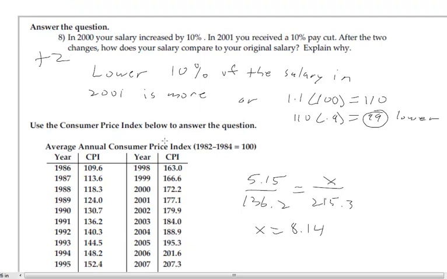On number 8 here, it says, if you get a 10% increase and then you get a 10% pay cut, is this the same? The easiest way is just to try it. Let's say you make $100, get a 10% increase, $110. Now you lost 10%. What's 90% of that? It's 99, so you're actually making less, so it is lower.